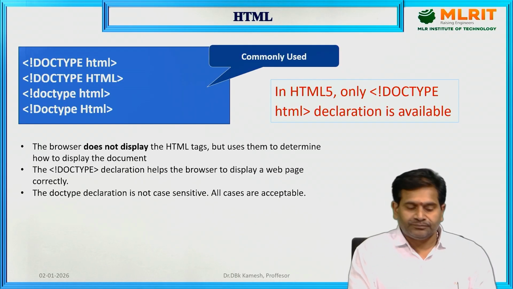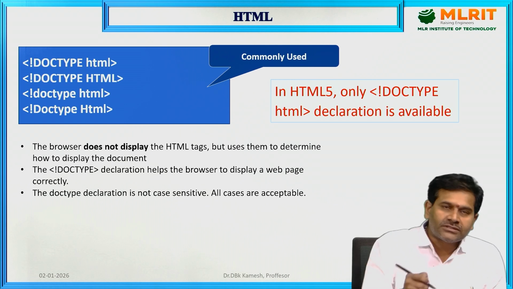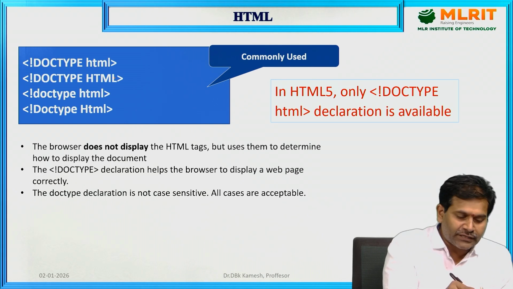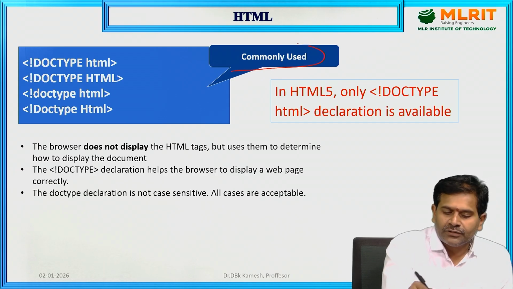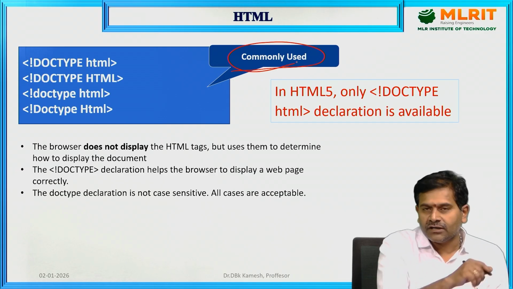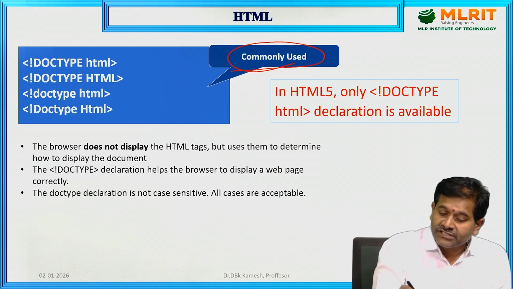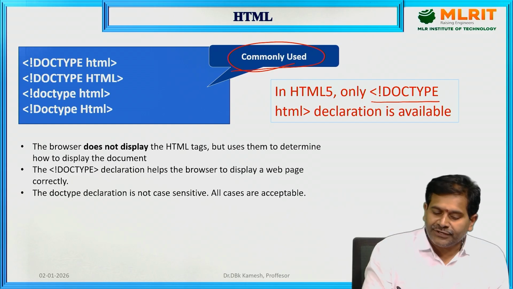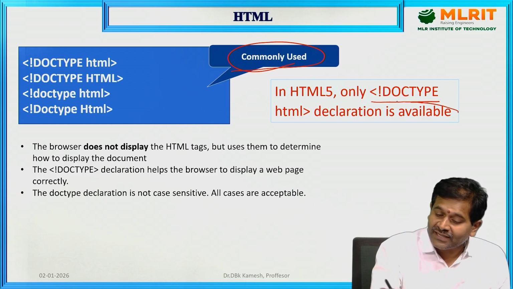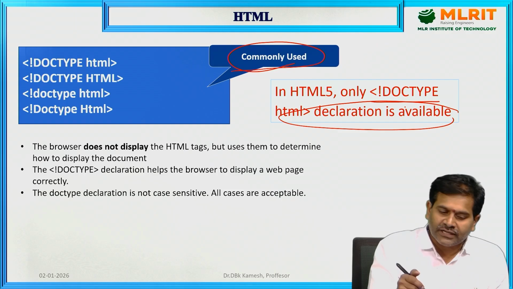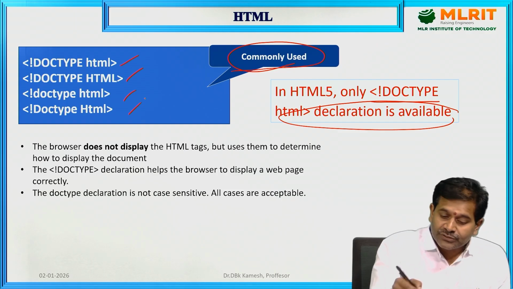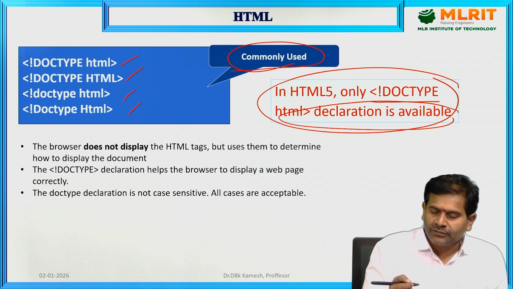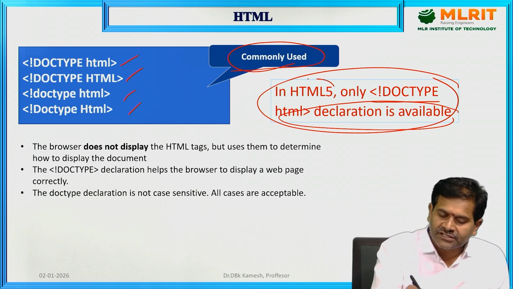Now, commonly we use the document type HTML. These are commonly used in the starting tag. In HTML5 only, we use an exclamation mark followed by doctype. The HTML declaration is available. Earlier you used it like this, this is the document, right? But from HTML5 onwards, there are several versions which have been released, 1, 2, 3, 4. So now we are using HTML5.